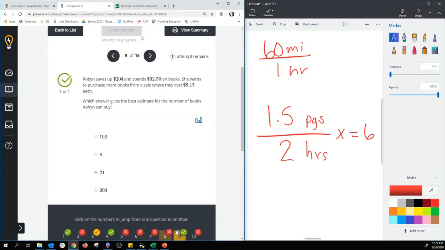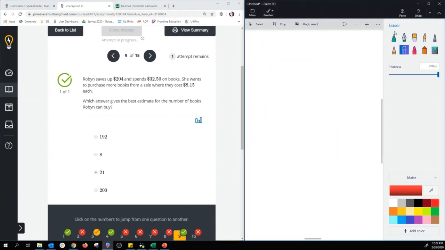All right. Number 9. Robin, so here's the same question we had before, but we want to know how many books she can actually buy. So we can use that equation that we had before, 8.15x plus 32.50 equals 204.